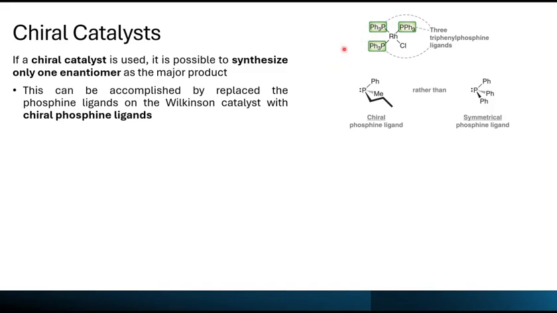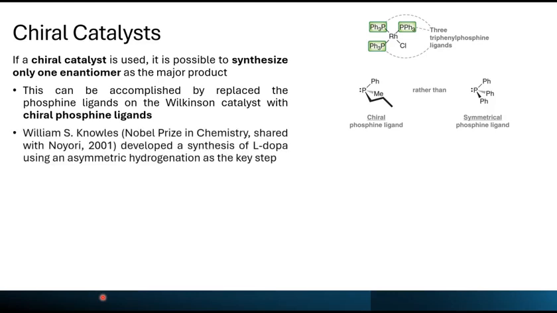But if we change the ligands into a chiral set of ligands, now we're going to have a chiral catalyst. So right now it's symmetric, as we see here in the original Wilkinson catalyst, symmetric phosphine ligands. But here we can add a chiral phosphine ligand. Doing so can help us produce only one enantiomer in the reaction.